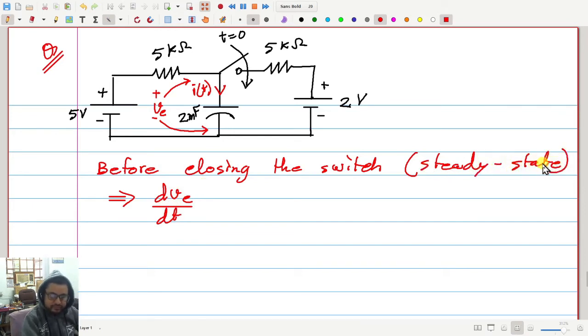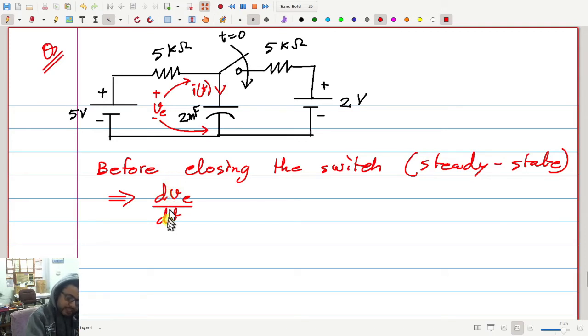Sir, can we use superposition principle in this question? That will not be easy and straightforward. I will not do that. You can do that maybe in your second year, but here that won't be easy. Acha. So yeah, we will use equivalent circuit.